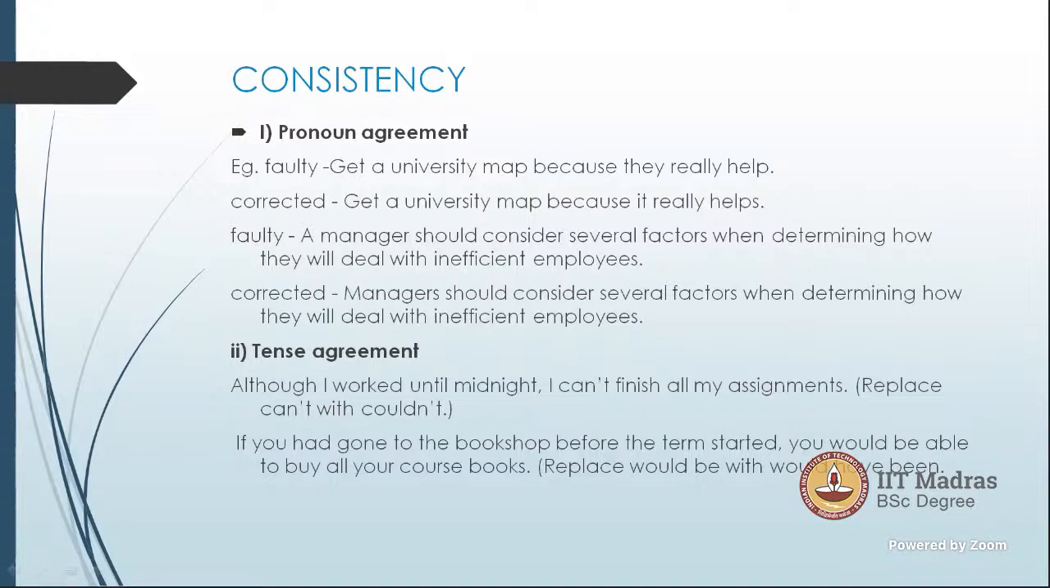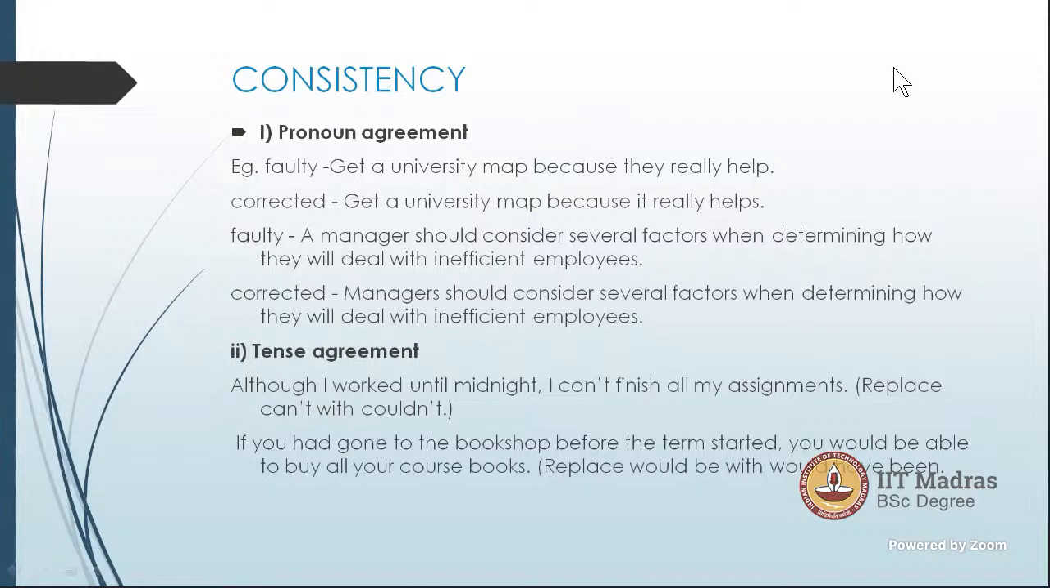Okay. Second sentence, "If you had gone to the bookshop before the term started, you would be able to buy all your course books" should be changed to "you would have been able to buy all your course books." Is that understood? Tense agreement or tense consistency?